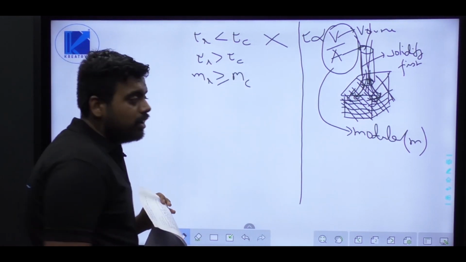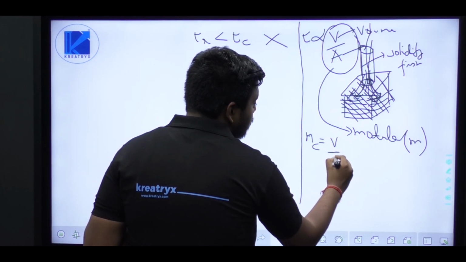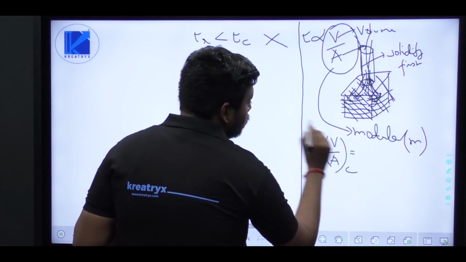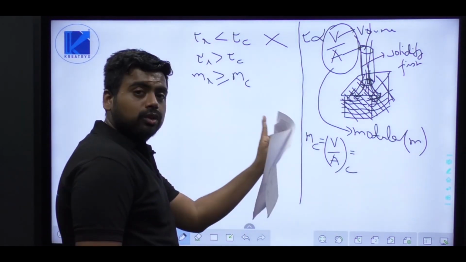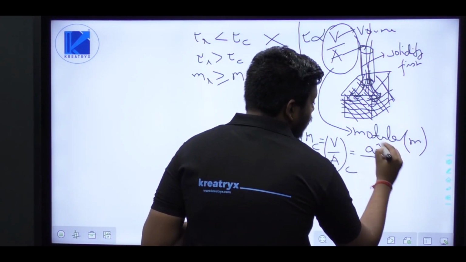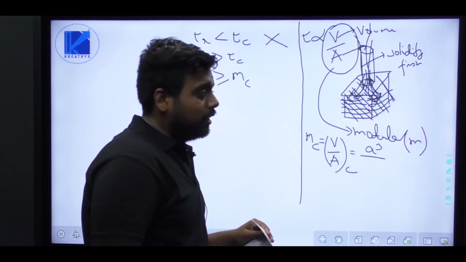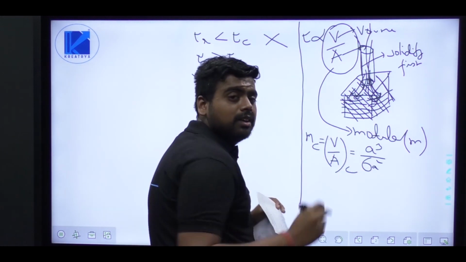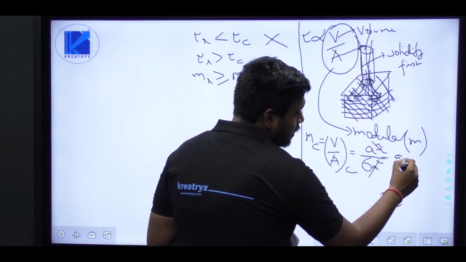So first of all, I will try to calculate the module of casting, which is basically V by A of casting. So what is V by A of casting? Basically, as we know that casting is cubical in nature, the volume of casting is a cube. And what is the surface area of a cube? As you know from mathematics, surface area of cube is 6a square. So this and this will get cancelled and you will be getting a by 6.